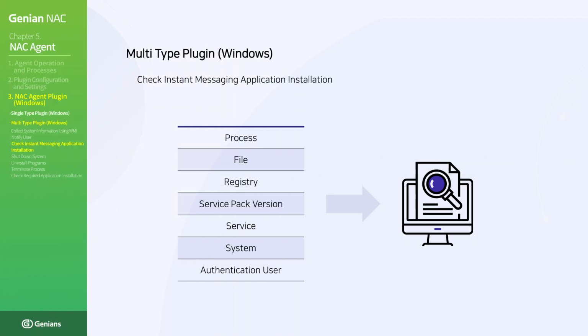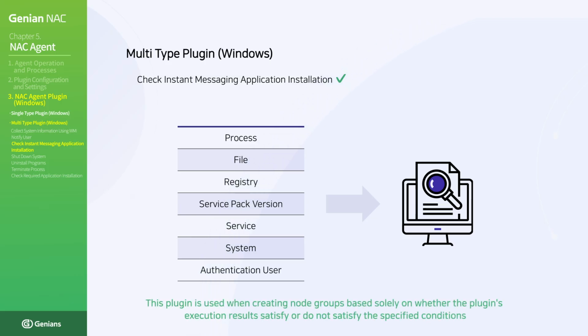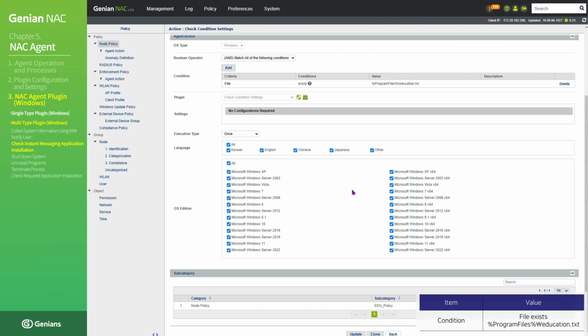The Check Instant Messaging Application Installation plugin performs the function of checking specific conditions on user devices. This plugin is used when creating node groups based solely on whether the plugin's execution results satisfy or do not satisfy the specified conditions, without any associated functionalities. To perform checks based on the conditions set in the Check Instant Messaging Application Installation node action, the following configuration is required.